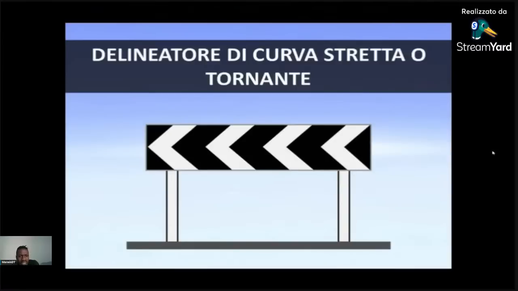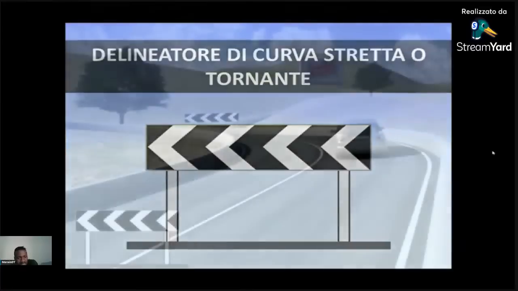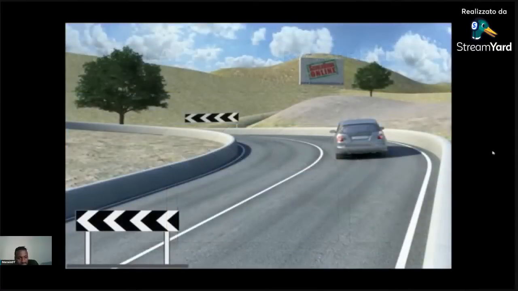Delineatore di curva stretta o tornante, meaning this panel is used for what? A tight curve. Okay? So let's see in reality. Here it is on a tight curve on the left side. So you reduce your speed and transit on the tight curve.